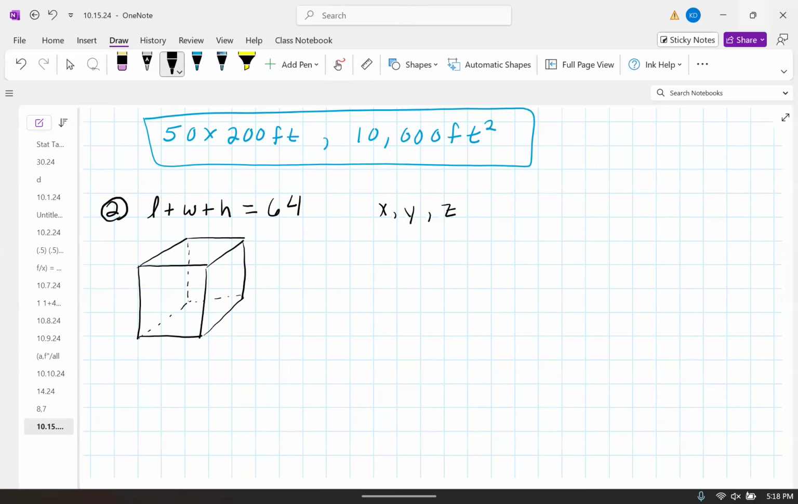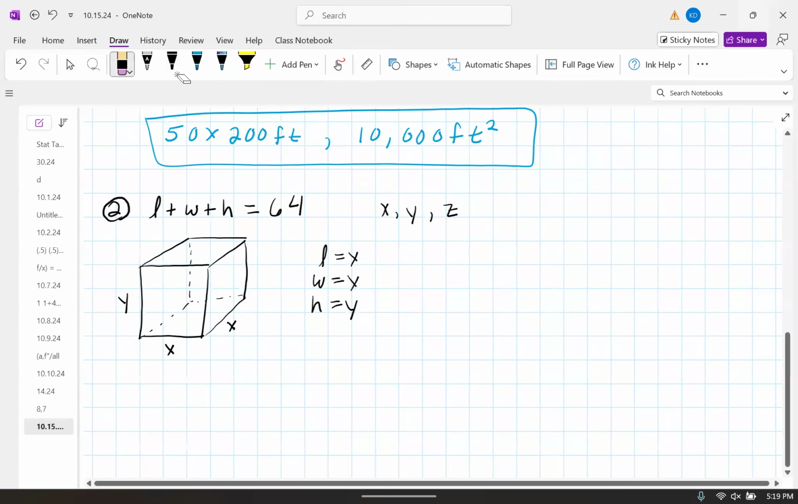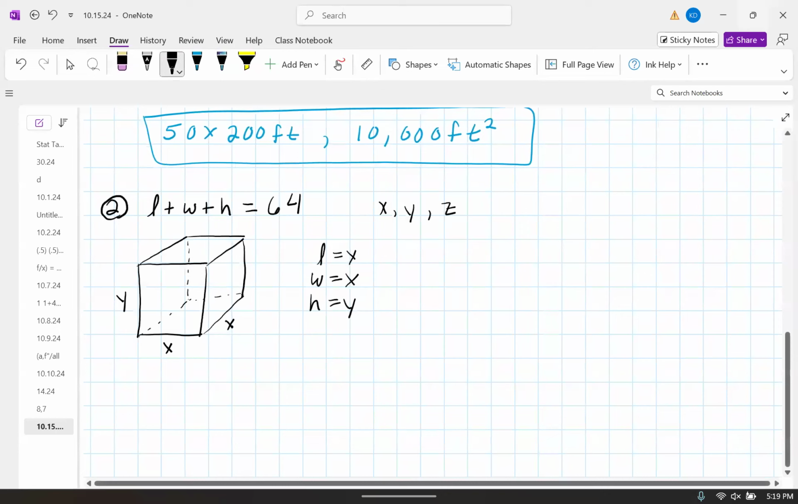So we know the base of this is a square. So I'm going to say this is X and this is X. Since it's a square, both sides are the same. We don't have to bust out another variable. The height doesn't have to be the same as the length and width. We're going to find out what it's going to be, but it doesn't have to be. So I'm going to call this height Y. So length equals X, width equals X, height equals Y. And why do my X's always look like Y's?